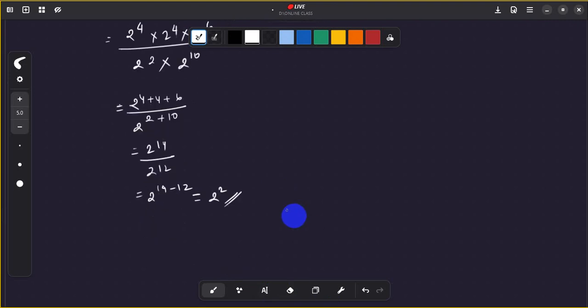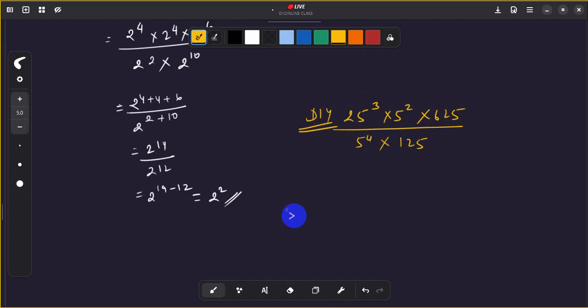Now one question then. 25 cube into 5 square into 625 divided by 5 power 4 into 125 cube. Okay, do it by yourself.